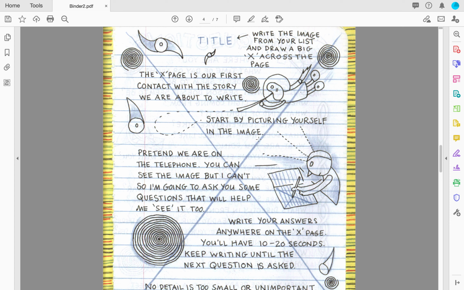You can write these answers anywhere on the page. It can be as messy as you want. You can write them in any angle that you want. You can fill up the page. The X across the page is basically you crossing that page out. You're allowed to do whatever you want with this page. So it doesn't have to be neat. It doesn't have to make sense.